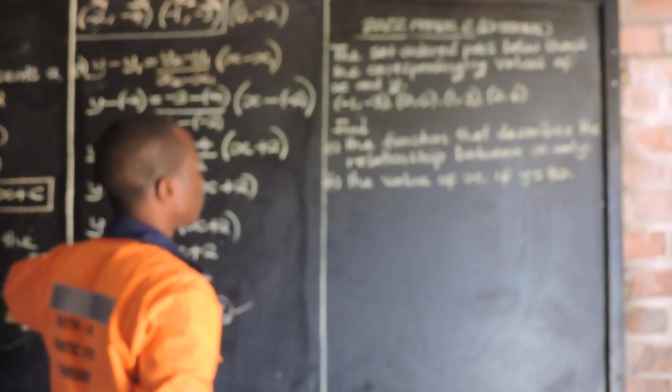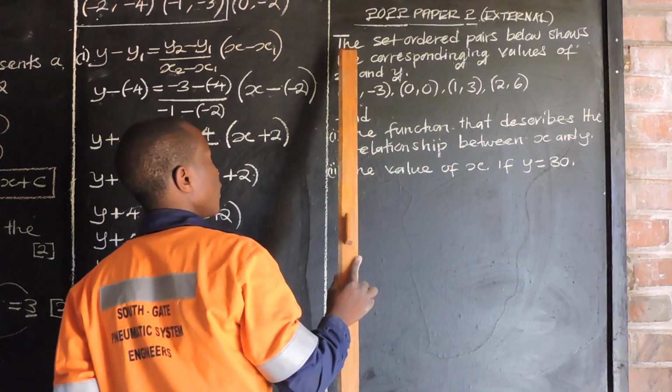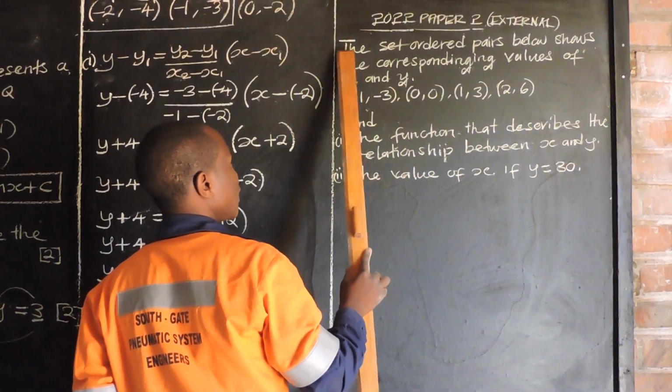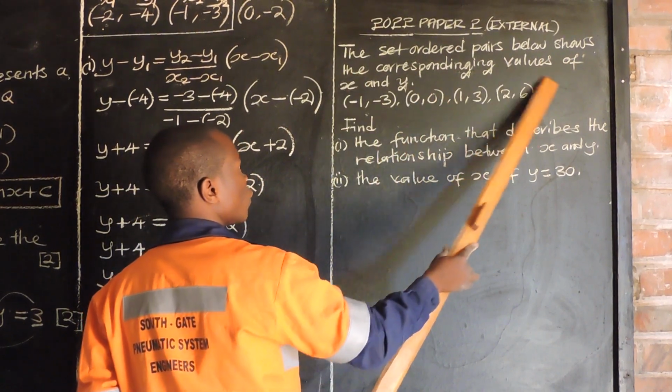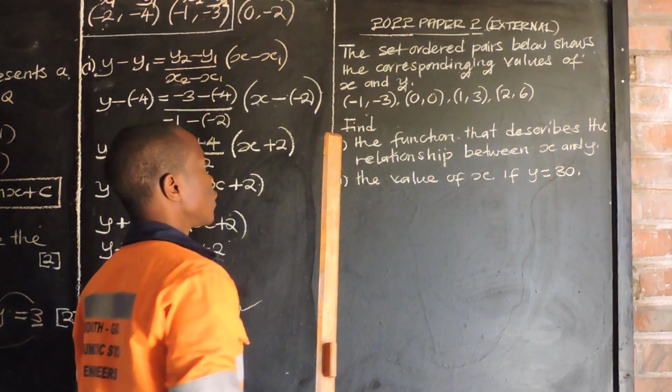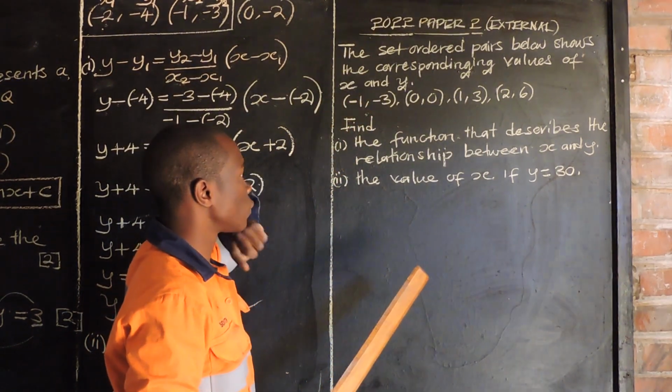Paper 2 external, a question on mappings and relations. Say the set of ordered pairs below shows the corresponding values of x and y. So these pairs, they are showing the corresponding values of what?